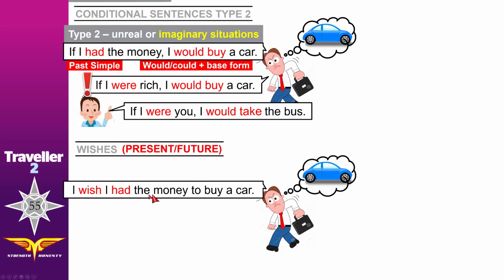Look, if he had the money, he would buy a car in the future. He wishes. If you say he, this is present simple, okay? This is past, this is present. Wish is a verb. I wish, you wish. He wishes he had the money to buy a car. In the future, he will buy that car.